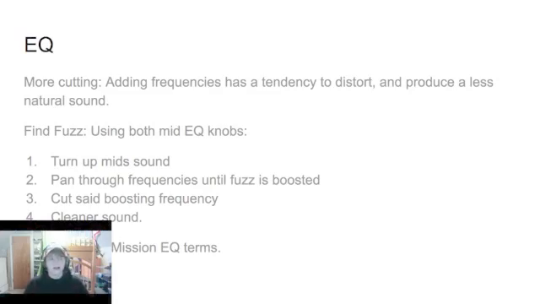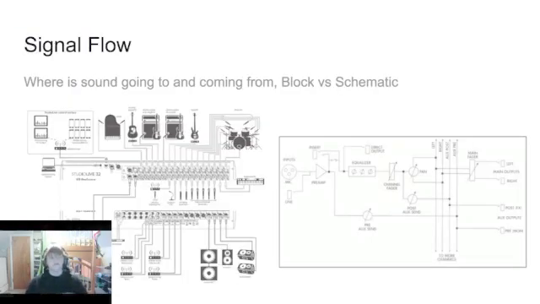Musician on a Mission is a resource I'd recommend for everyone. It has a ton of information on everything that I'm talking about. Signal flow is important. I know we've gone over this in class, but there's a lot to know here.